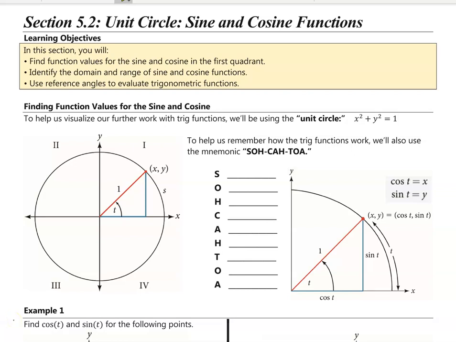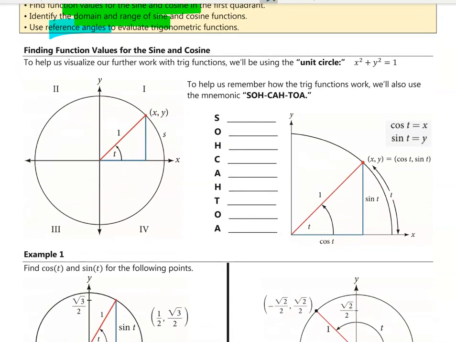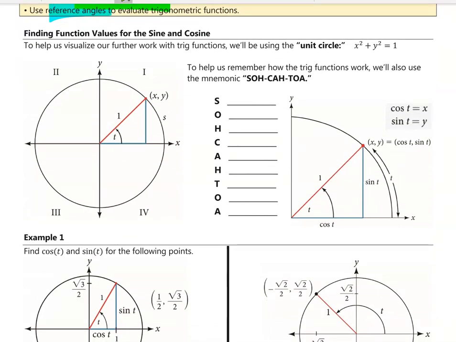Section 5.2, Unit Circle, Sine and Cosine Functions. In this section, you will find function values for the sine and cosine in the first quadrant, identify the domain and range of sine and cosine functions, and use reference angles to evaluate trigonometric functions. The first one, finding function values for the sine and cosine.